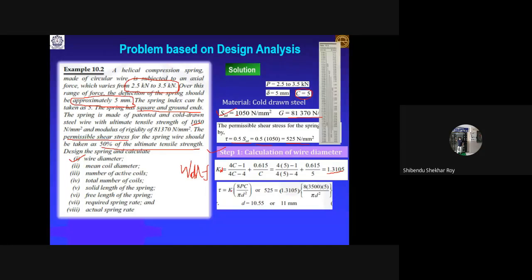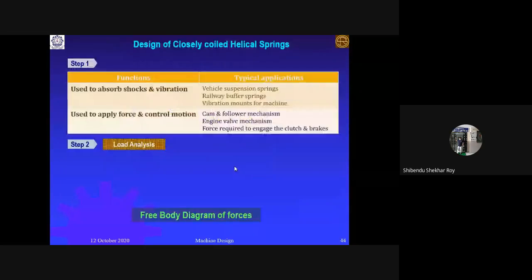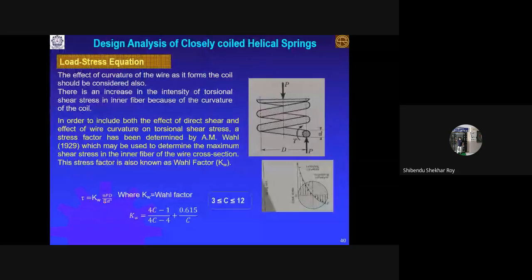Now as you know the Kw, then you know the tau equation, tau equals Kw into 8PD by pi d cubed. Here, in that formula, you know that D by small d is written as C in this particular form. Any form you can write, because the form originally I have shown here is 8PD by this, so this you can easily write as Kw into 8PC by pi d squared, instead of d cubed, d squared. Now capital D by small d equals C.